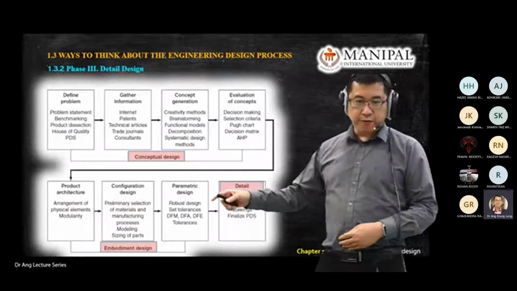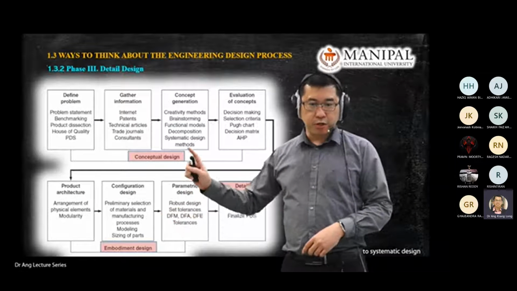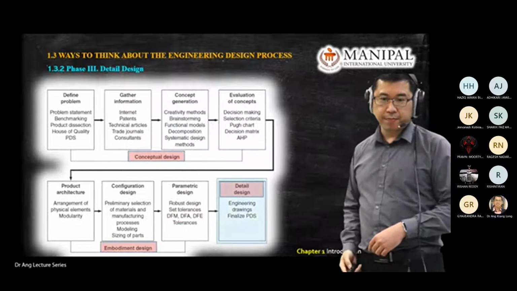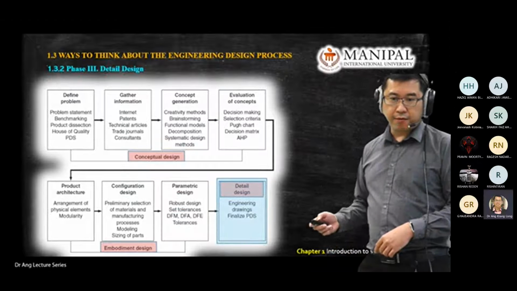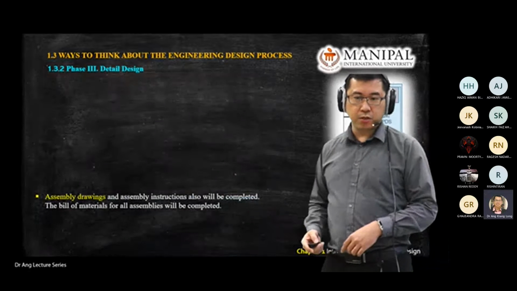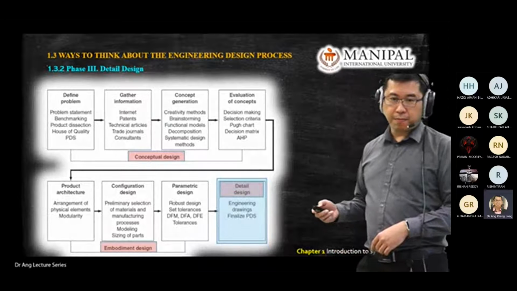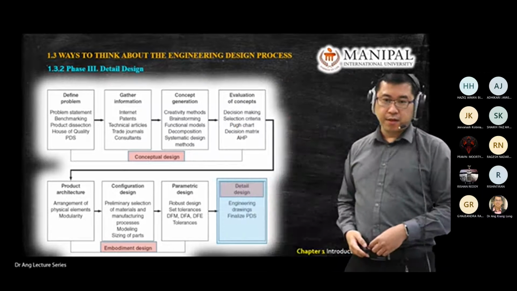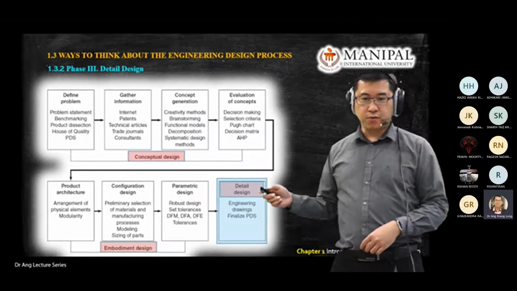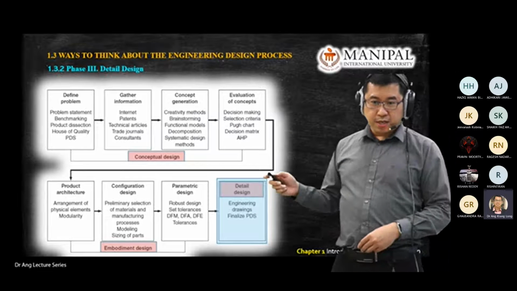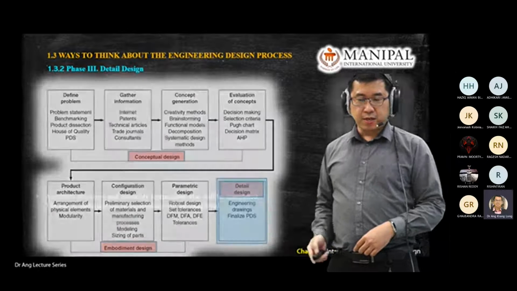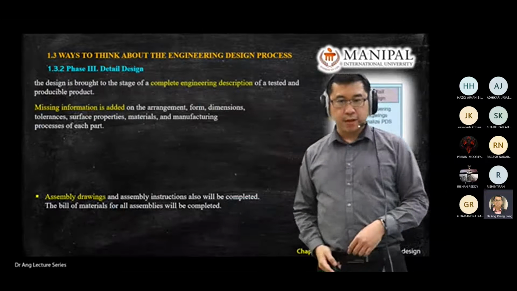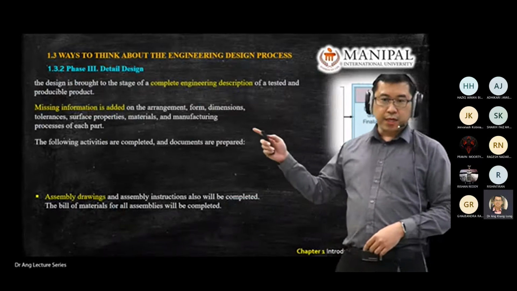Okay, so we have gone through all the process from conceptual to embodiment design. And the final one will be the detailed design. Maybe we go through all of this this week. We conclude this one this week. So detailed design is basically your technical drawing. Okay, technical drawings.